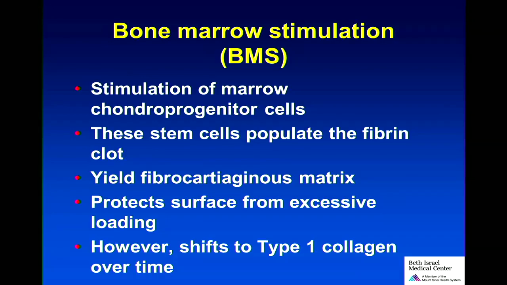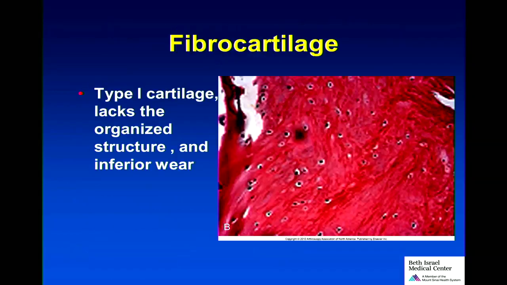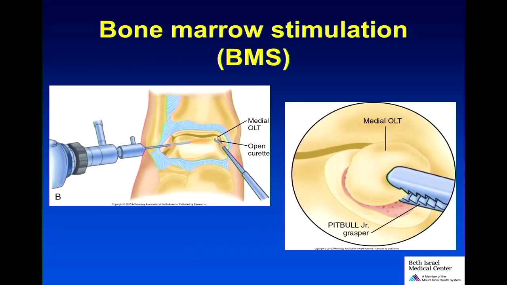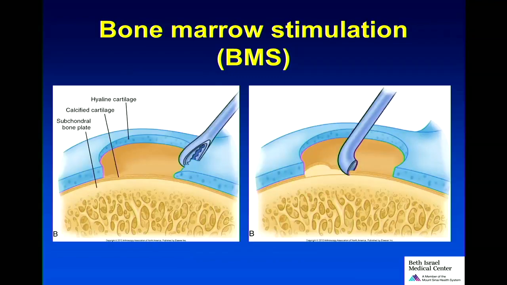The theory is that stimulating the marrow releases chondral progenitor cells, which populate the fibrin clot and yield this fibrocartilaginous matrix. However, it has been shown that this leads to a different type of cartilage with time, type 1 cartilage, which lacks organized structure and has inferior wear characteristics. So not the hyaline cartilage of the talus, and this is an inherent concern in terms of the long-term success of this technique. So briefly, in terms of the technique, typically an anterior lateral portal arthroscopically, and a posterior lateral portal to assess more of the posterior lesions. The technique is just to debride down to a stable chondral rim.